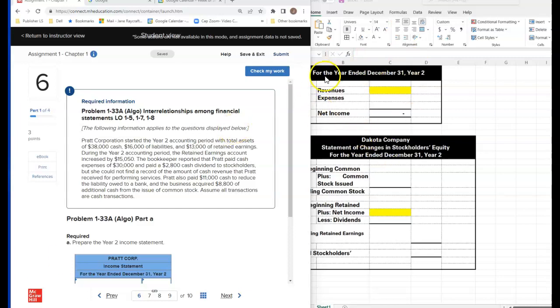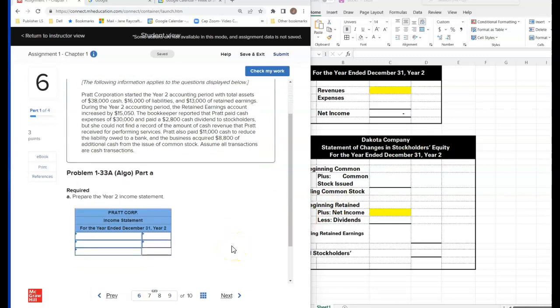In order to do this question, I highly recommend you get the handout from chapter one that has all our financial statements in it. We did a question with Dakota Company. So this question explores the interrelationship among financial statements. Having those financial statements handy really helps out, especially when we need to do an income statement first.